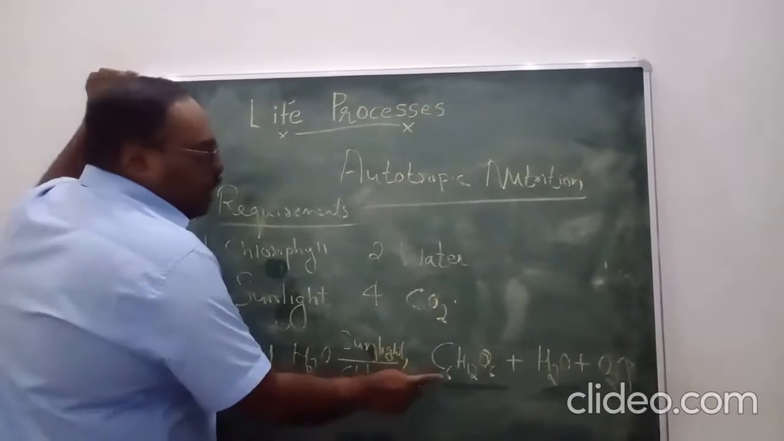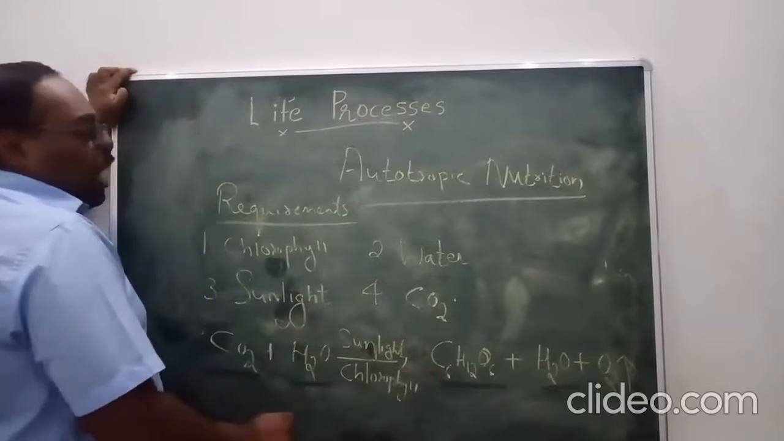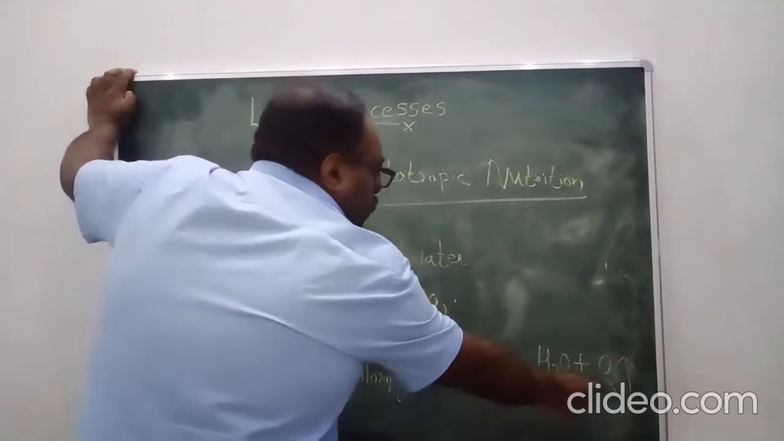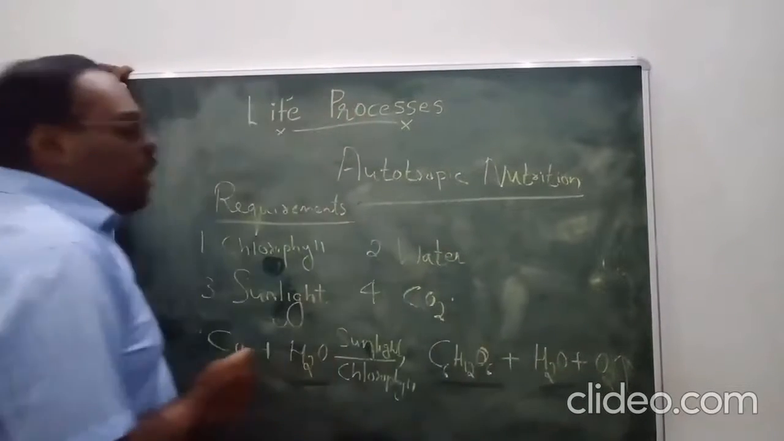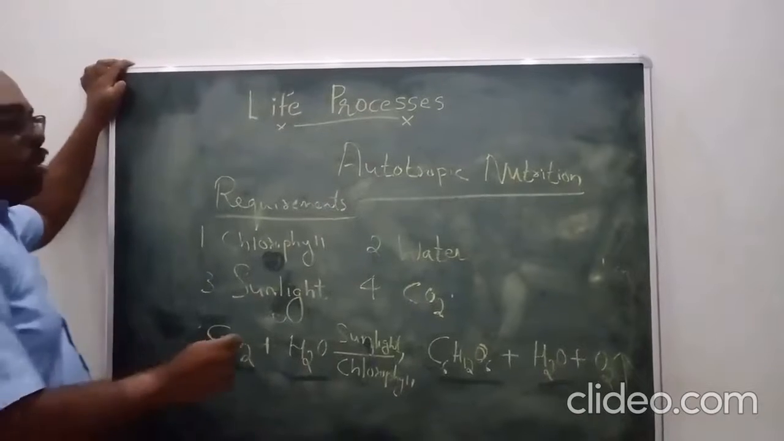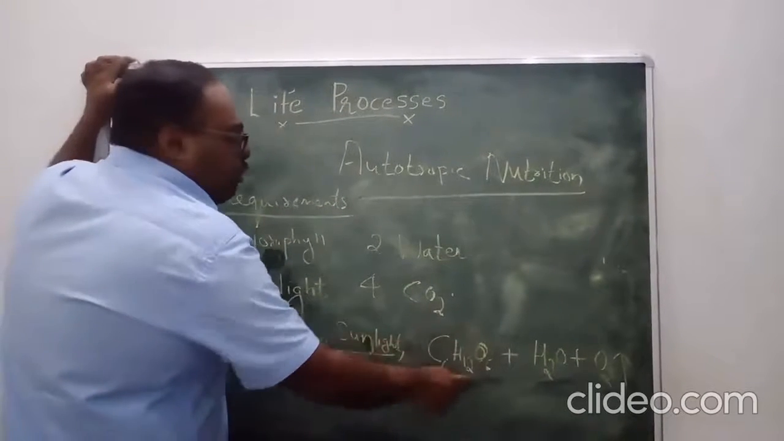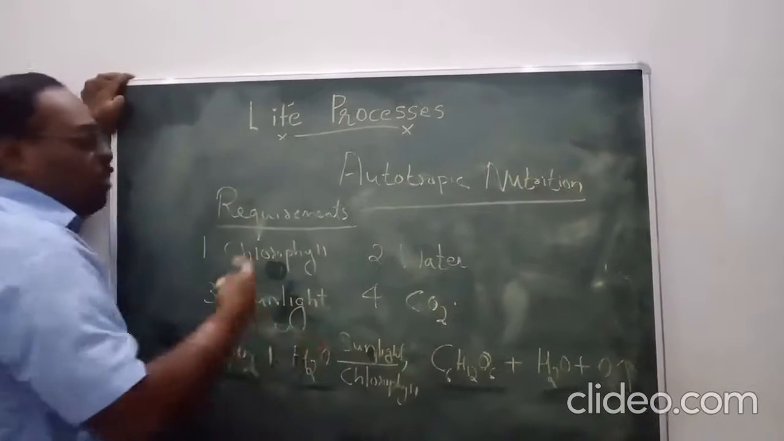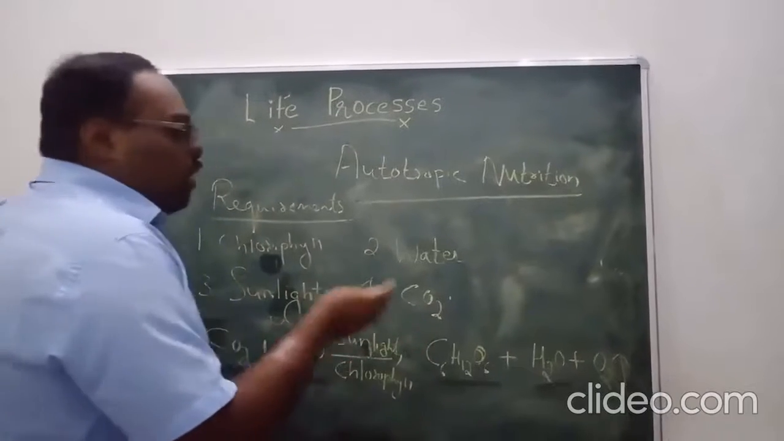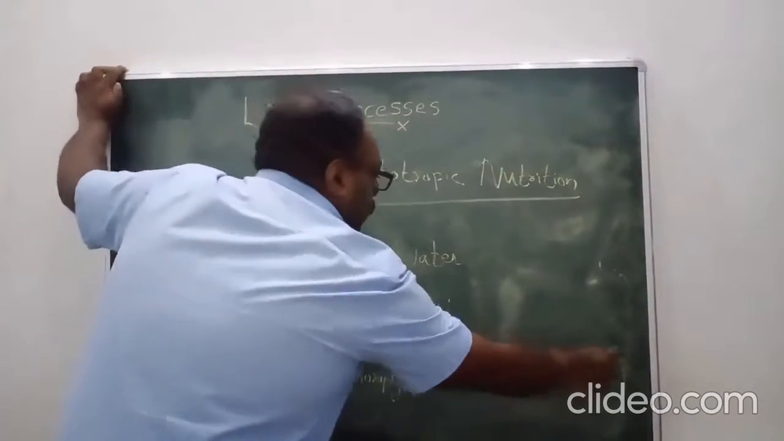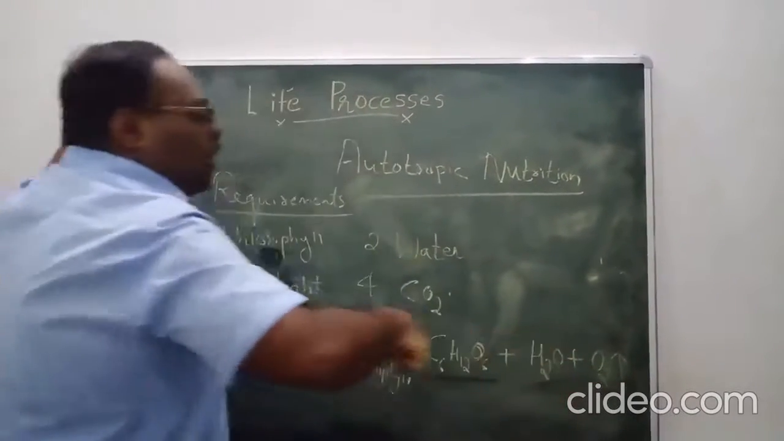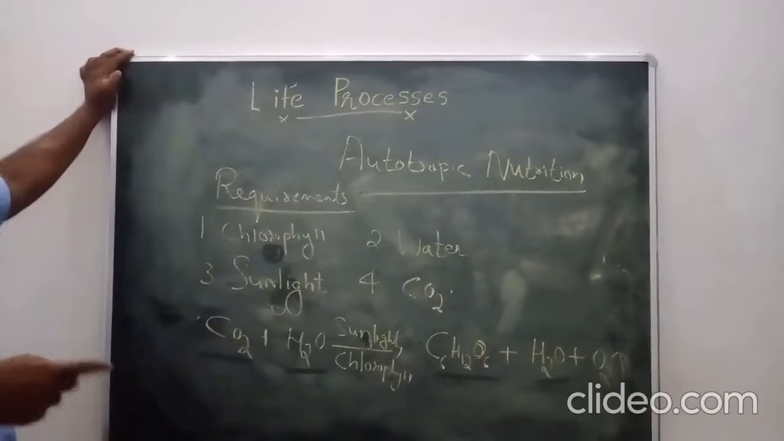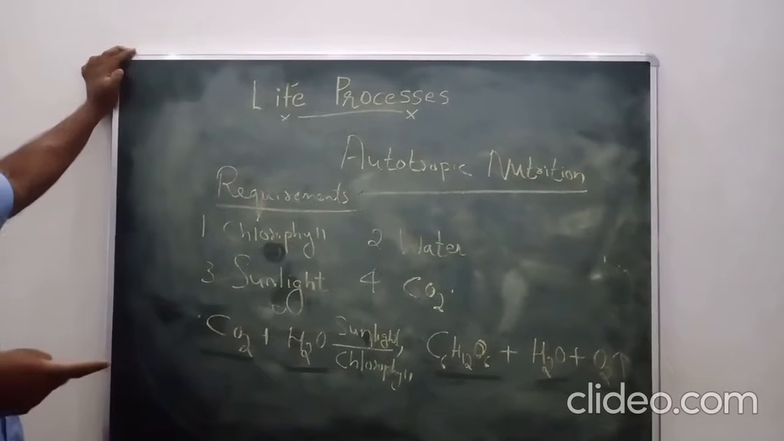Starch is the product and oxygen is the byproduct. That means starch is the main thing which the plant uses, and after using it, the oxygen will be evolved out. And this oxygen will be used by humans for the further respiration process.